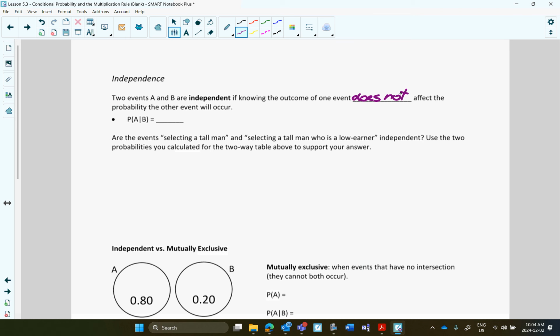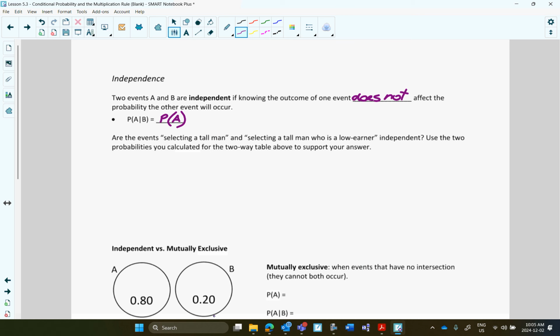Now, to calculate independence, the probability of A, given that B has occurred, will be the same probability as just A. If that happens, they're independent of each other. If those two probabilities are equal. If they're not equal, that means that this affected this somehow, which is the very definition of not independent.